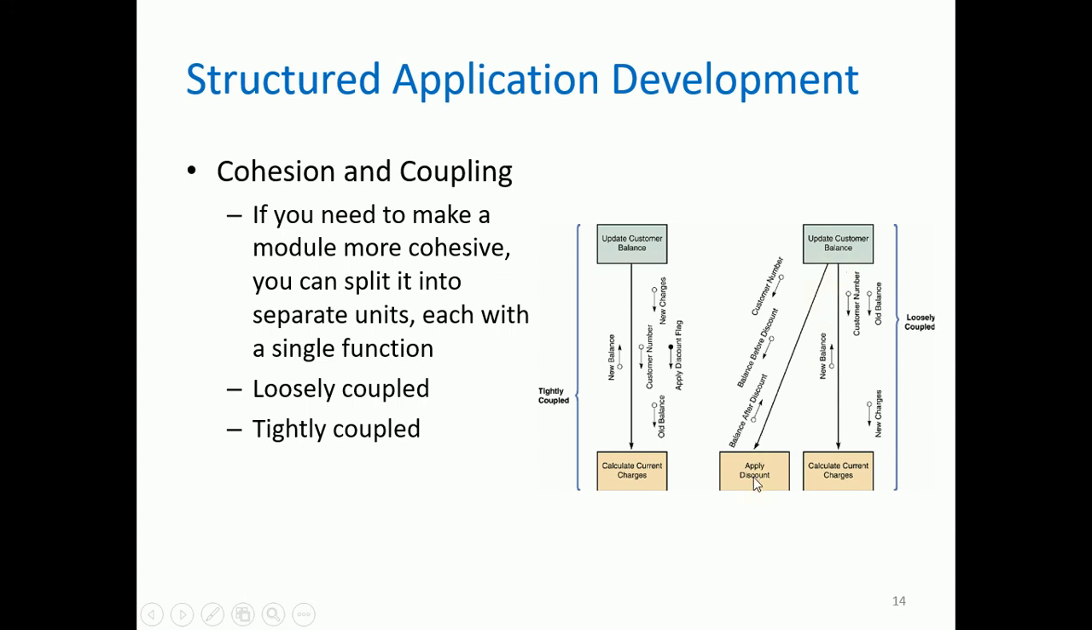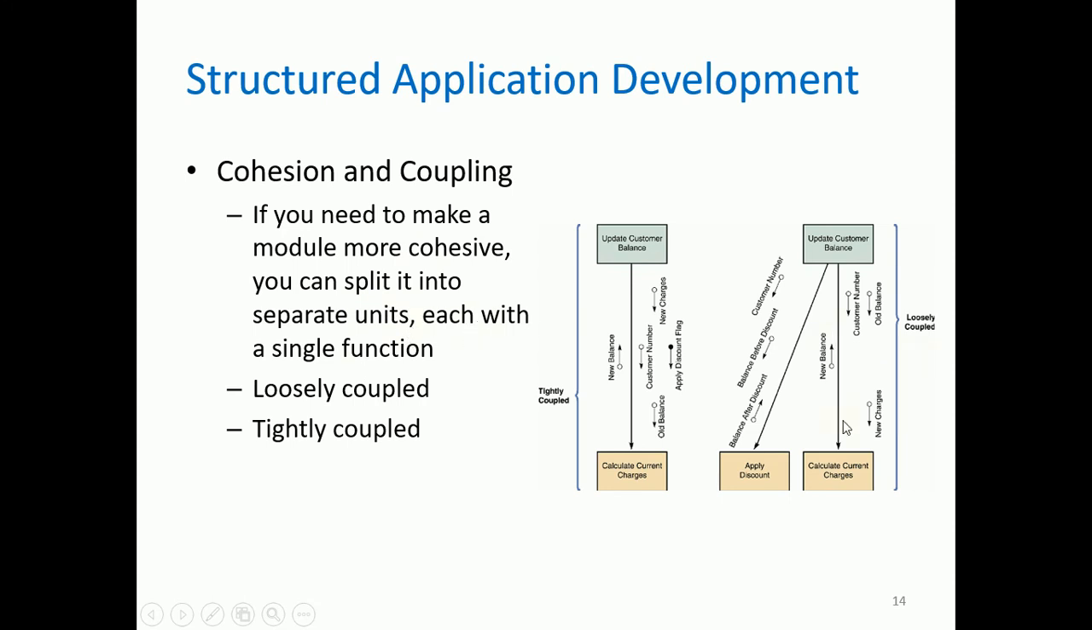While for apply discount, the data we need from update customer balance is the customer number and balance before discount, and then the module will be executed, and a new data, balance after discount, will be directed back to update customer balance. So it is loosely coupled. Cohesion is related to loosely and tightly coupled. If you want your module to be more cohesive, you can split it into separate units, each with its own function. So this is loosely coupled.